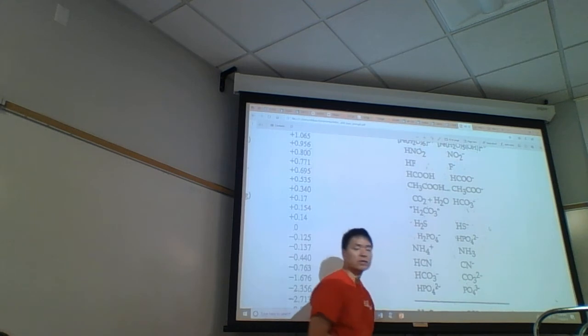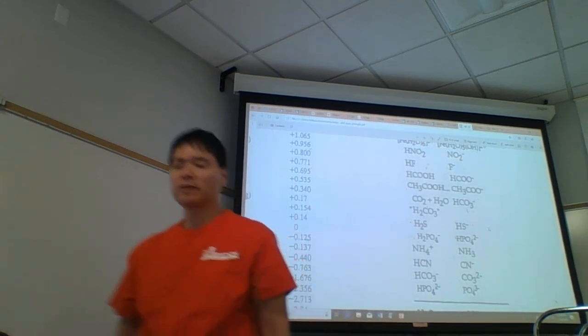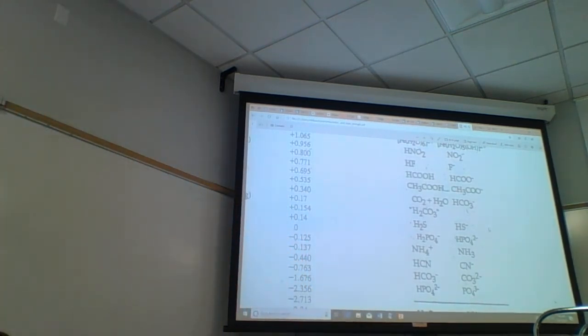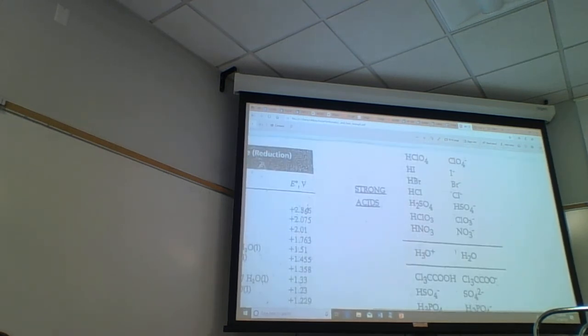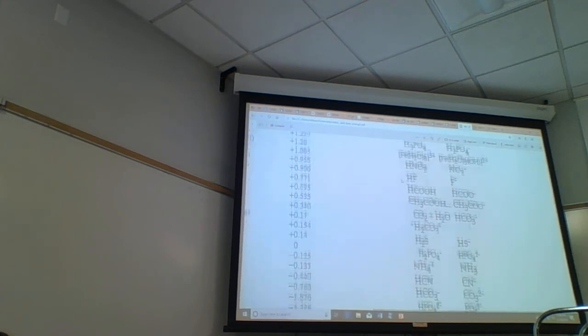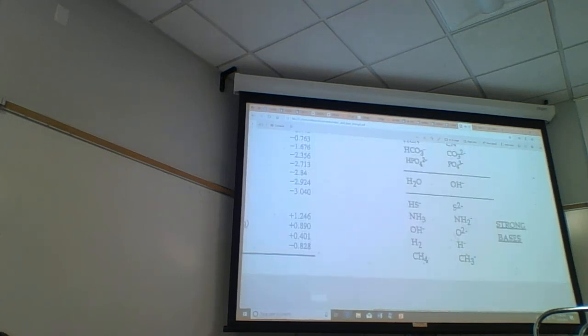And so we have the conjugate relationship here, and that conjugate relationship means we only need one chart for both the acids and the bases. The strongest acids are up here on the left. The strongest bases are down here on the right.